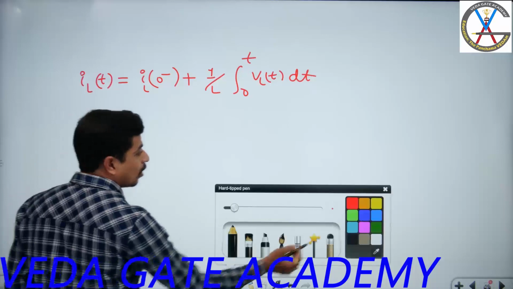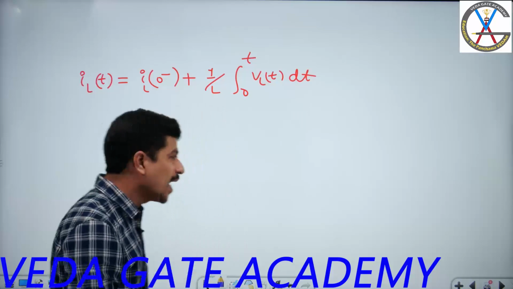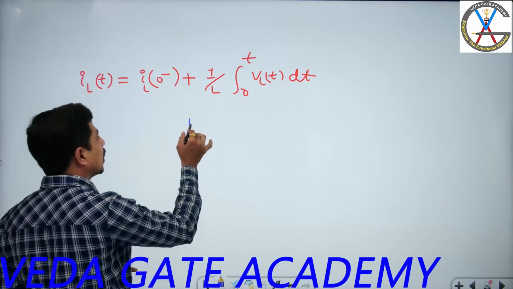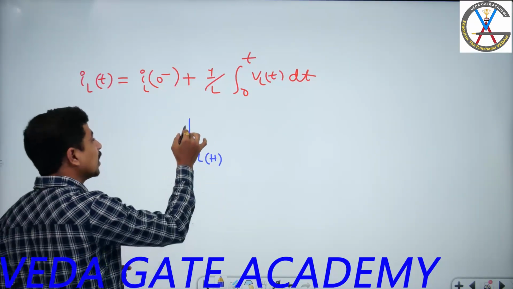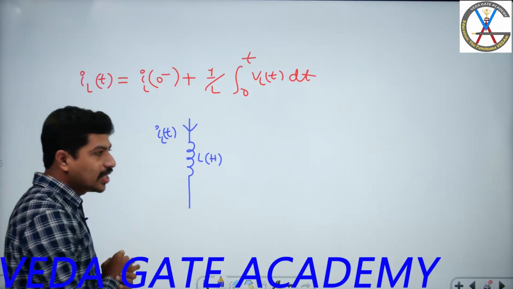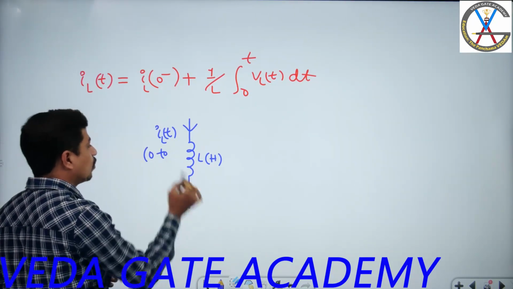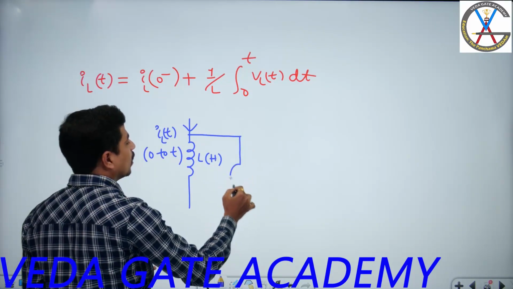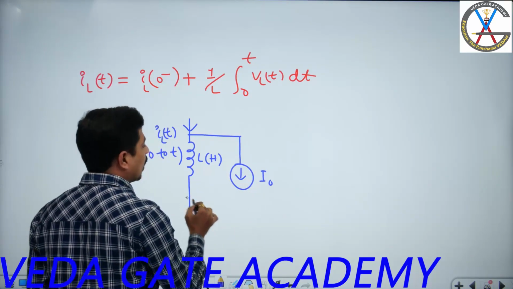So I have to represent like this. Two currents will add in parallel or in series? In parallel only, currents will be added. Therefore, now I will represent the inductor, L in Henry, and this is IL of t, I call from 0 to t, not infinity please, from 0 to t. In parallel with it, we have another current. What is that? I naught.